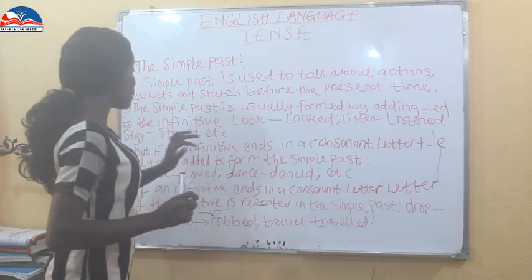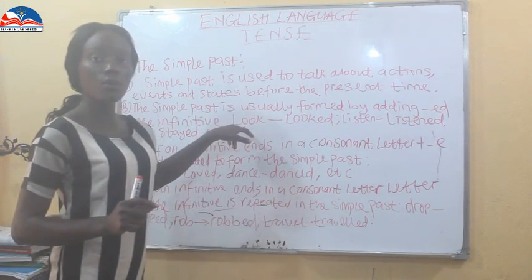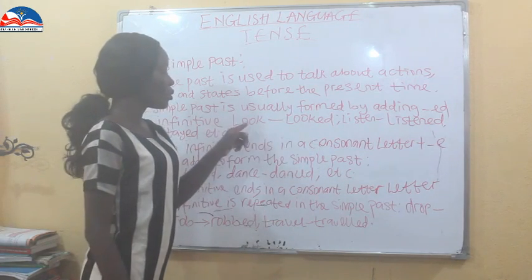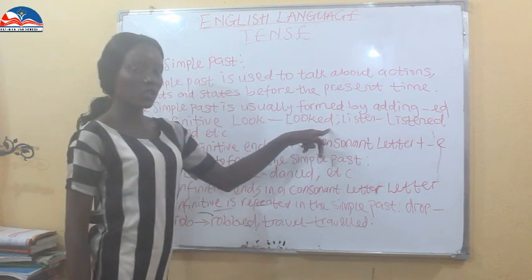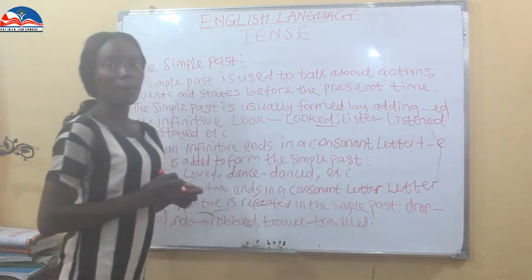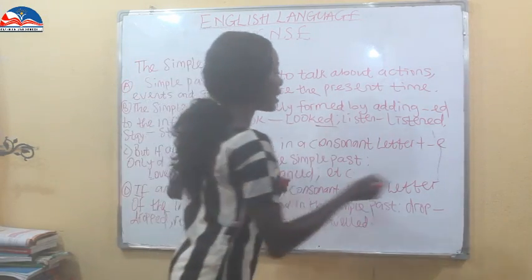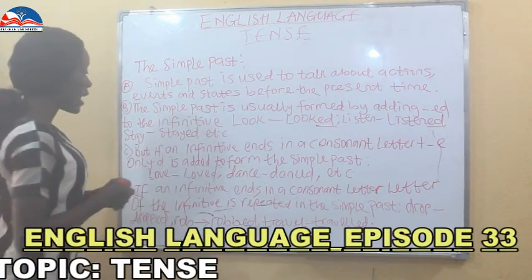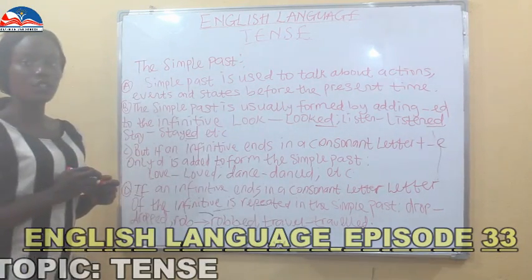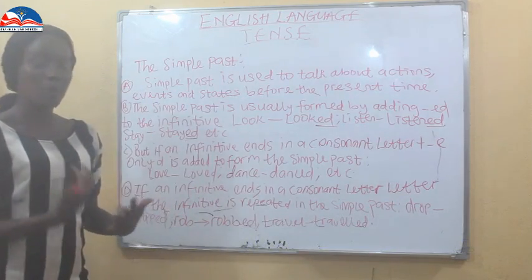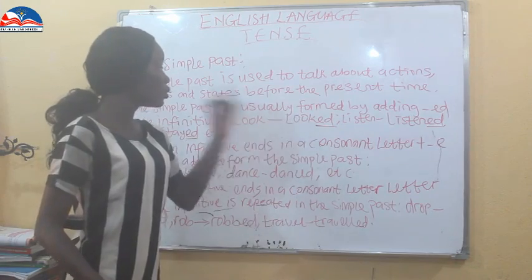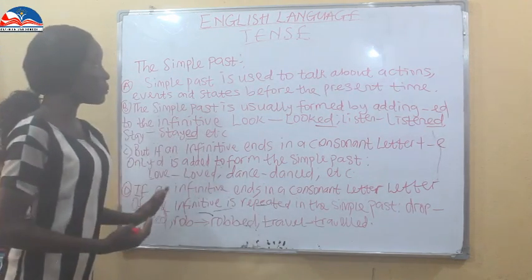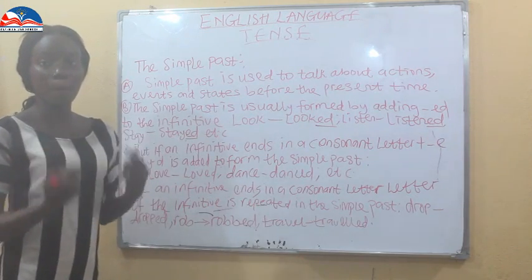Now we have the infinitive look. We add ed to the present form and it becomes looked. Listen becomes listened. Stay becomes stayed. So some words are formed in the past with the addition of ed: look, looked, listen, listened, stay, stayed, etc. We have a lot of examples of words formed with ed in their past form.